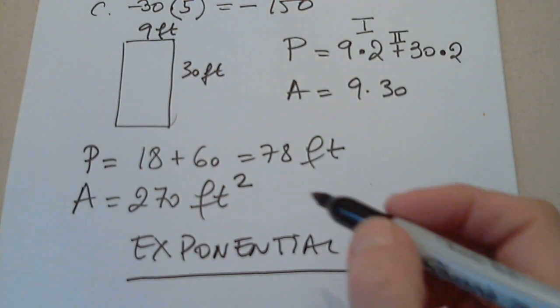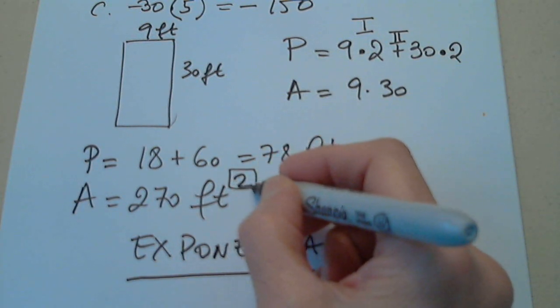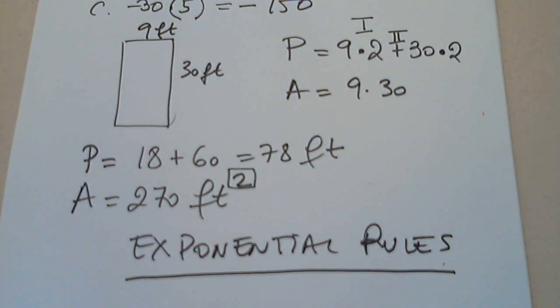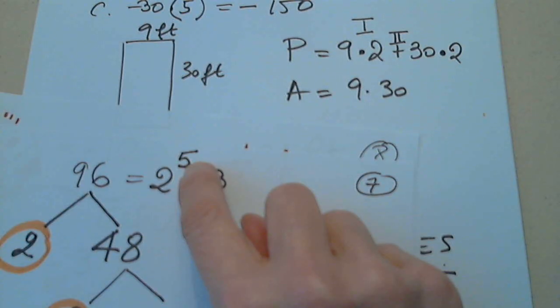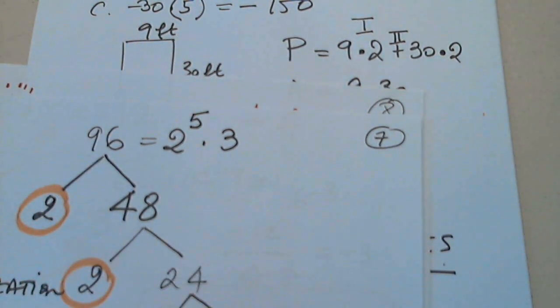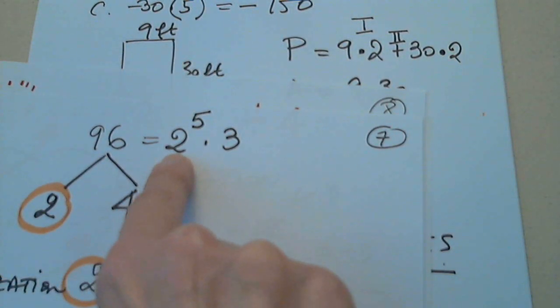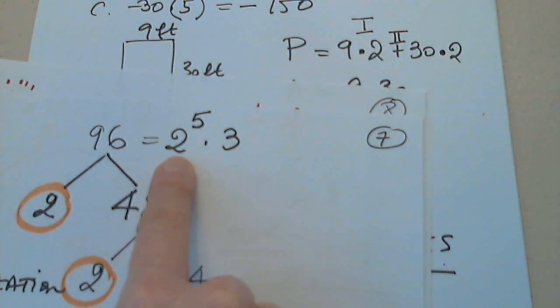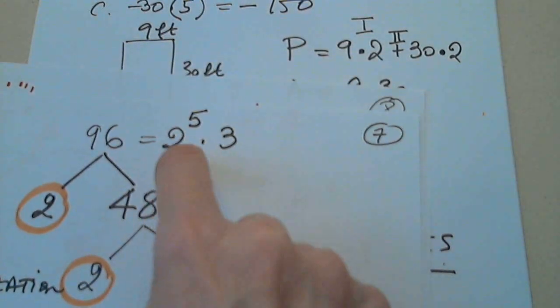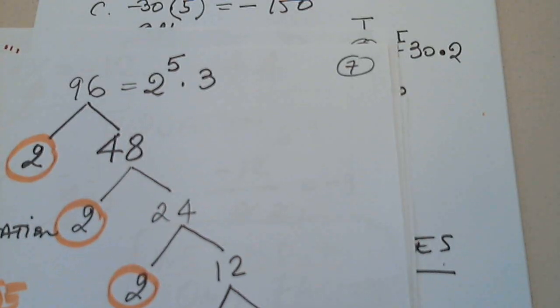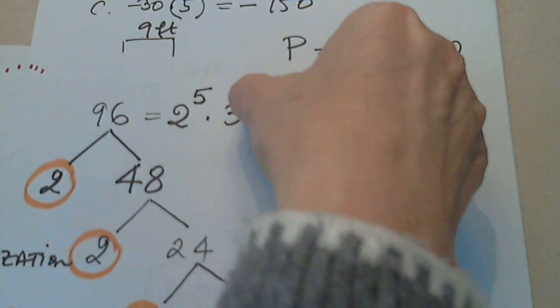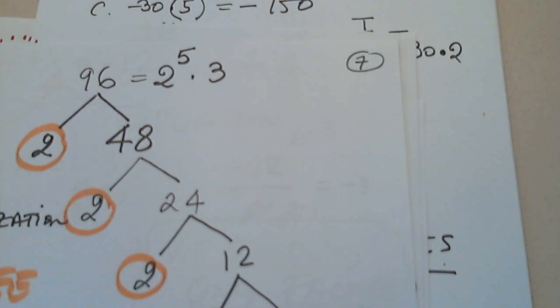Exponential rules. This is an exponent. Have we seen exponents before? Yes, right here. This is the exponent. It tells us how many times the base appears in a product as a factor. How many times? 2 appears 5 times: 2 times 2 times 2 times 2 times 2. 3 appears, the power is 1, because 3 appears only once.